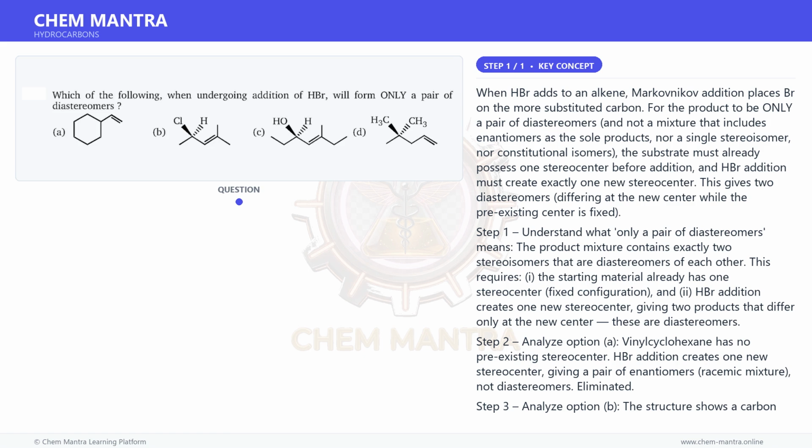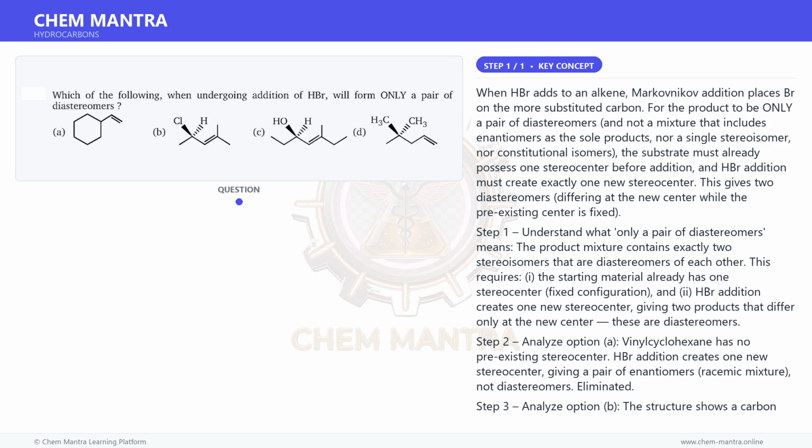Step 5. Analyze option D. The quaternary carbon bearing H3C and CH3 is not a stereocenter, two identical methyl groups. HBr addition to the terminal alkene, CH2=CH, by Markovnikov gives Br on the internal carbon, creating one new stereocenter. With no pre-existing stereocenter, only one new center forms, giving enantiomers, not diastereomers.